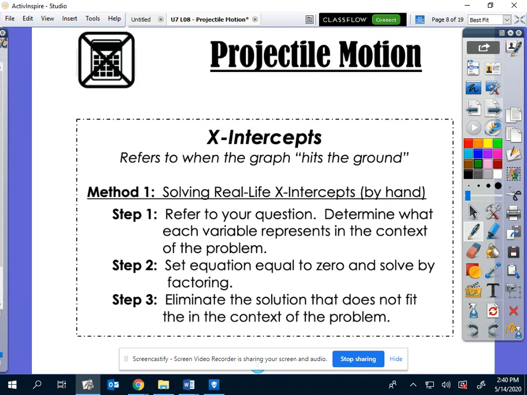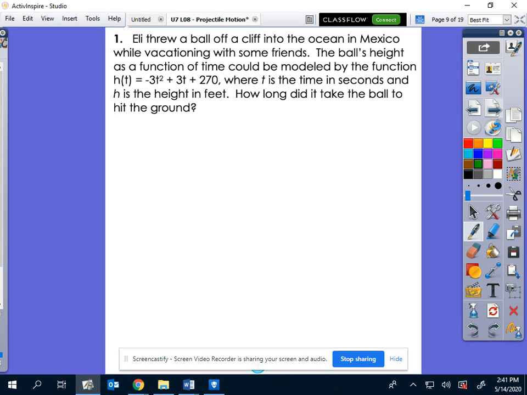So what I want to do is I want you to move to the next sheet of notes, and we're going to look today at finding x-intercepts, meaning when we're finding x-intercepts, we're trying to actually find when something hits the ground, because remember, x-intercepts are the same as solutions or the same as zeros. So let's start with this basic one right here. Eli is throwing a ball off of a cliff into the ocean, right? And the question is, how long did it take for the ball to hit the ground?